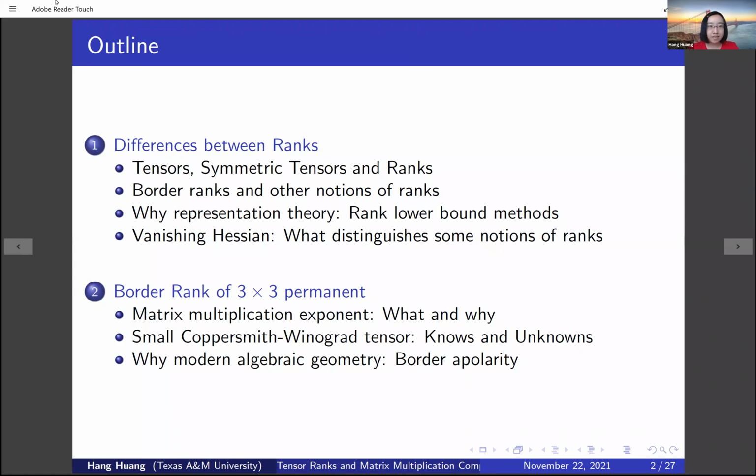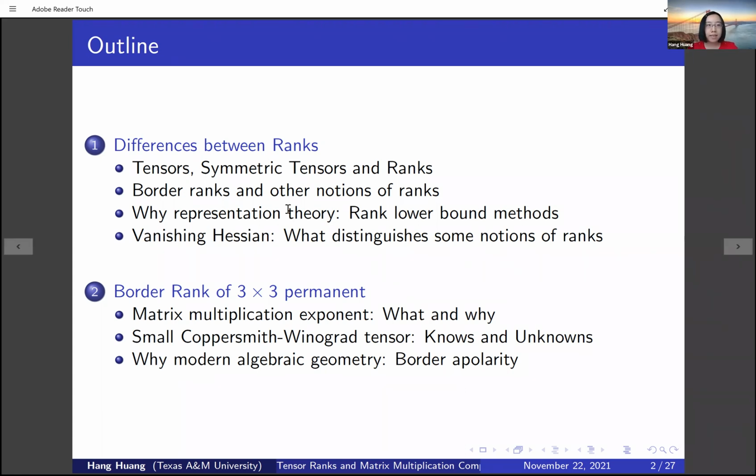So the outline is as follows. In the first half of my talk, I know most of you are not familiar with this part, so I'm going to give a brief introduction of what is a tensor, what is a symmetric tensor, and what is the rank of a tensor. Then I'm going to talk about what is the border rank of a tensor and other notions of ranks that I will be interested in. Then later, I'm going to talk about the popular method of lower bounding those notions of ranks.